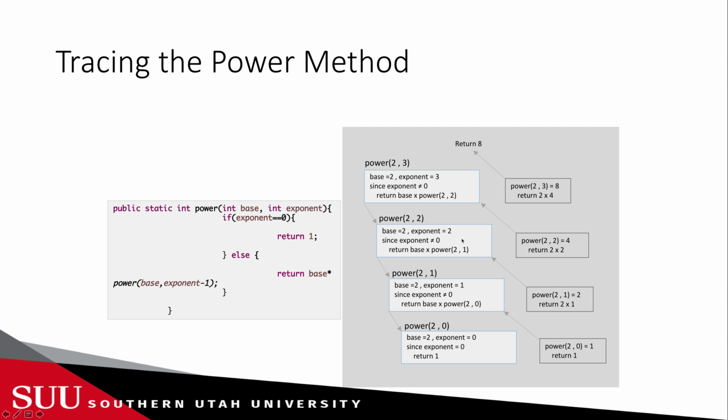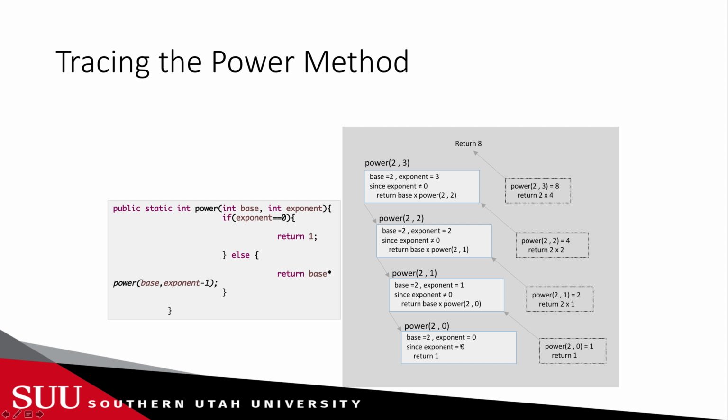This is going to take me to another copy of my method. Now, is the exponent equal to 0? The answer is no. So I will return the base times whatever I get from calling the power method with base equal to 2 and the exponent equal to 1. Same thing here, but this time I'll call it with base equal 2, exponent equal 0. Now if I come here to this call, I'm calling it with 2 and 0. Since the exponent is equal to 0, I will return 1.